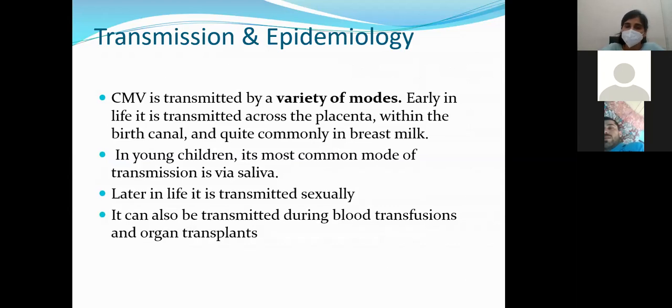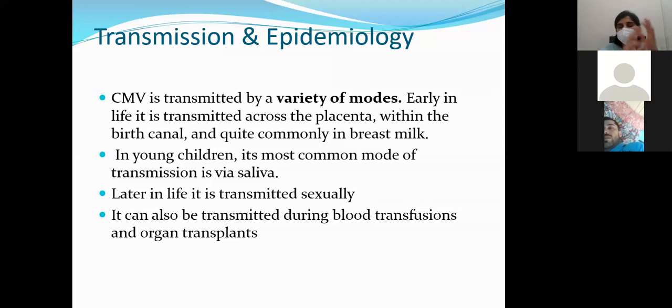In young children, the mode of transmission is by saliva. Later in life, it is transmitted sexually. So the modes of transmission are different. In neonates, it is transmitted through the placenta and the birth canal. In young children, by saliva, and in later life, it is transmitted sexually. It can also be transmitted during blood transfusions and organ transplants.